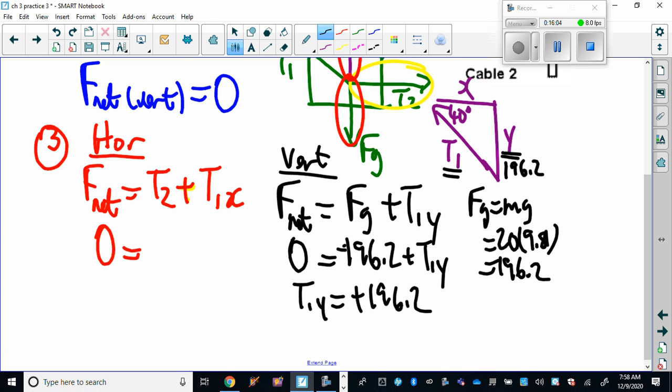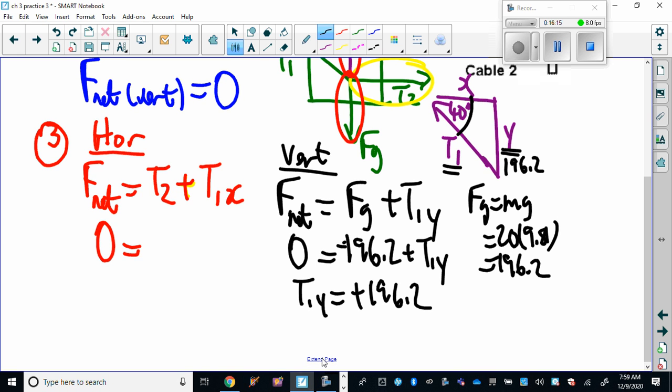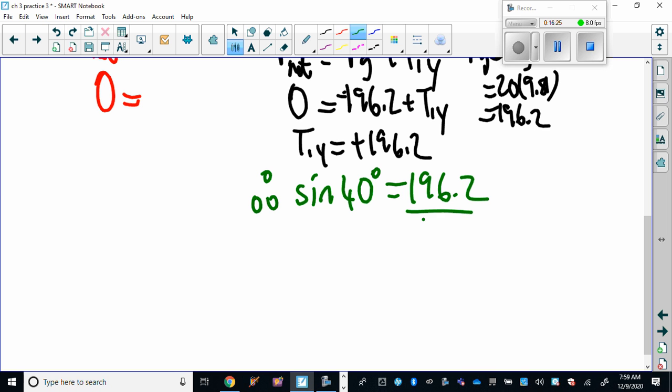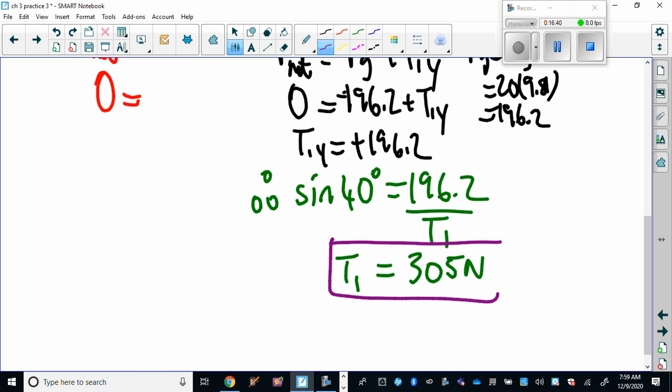So let's do that. If this is 196, we've got an angle here. 196.2 is opposite. T1 is the hypotenuse. So we're going to use the sine function. Therefore, sine of 40 degrees equals 196.2 divided by T1. We can solve for T1: 196.2 divided by sine 40, and that's going to end up giving us 305 newtons. There's one of our answers. 305 newtons.